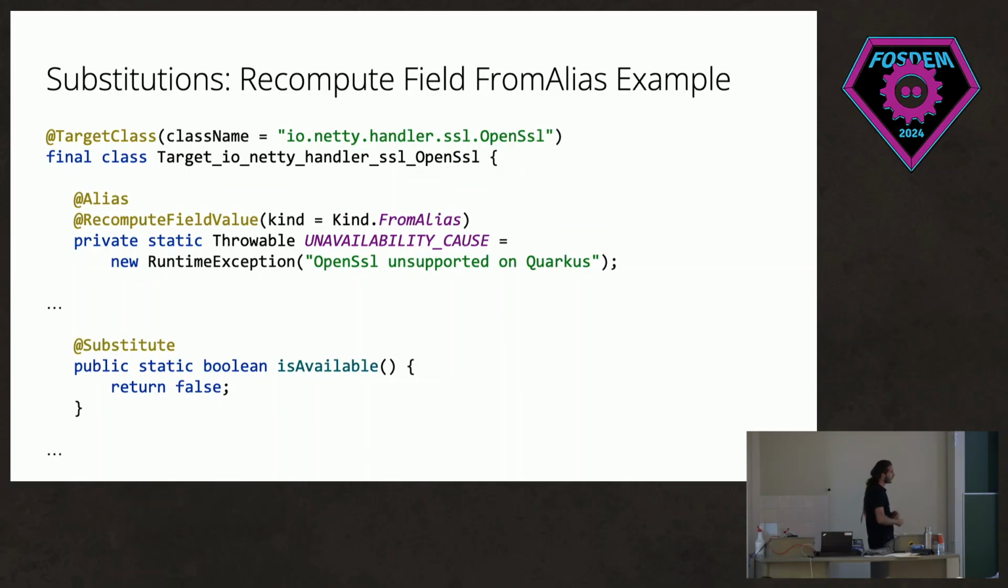We can similarly change the value of a field by reinitializing from an alias. That means that we can pass whatever value we want, not just reset it to null. Here, we change the field unavailability cause to put a Quarkus-specific exception in there. And we also substitute the method is available to return false to show that OpenSSL is not supported in this specific case.